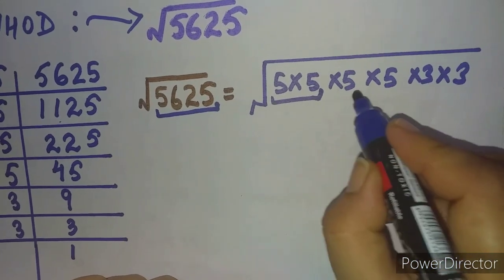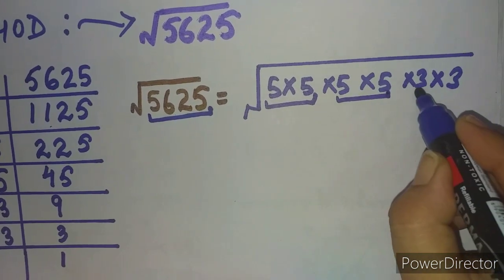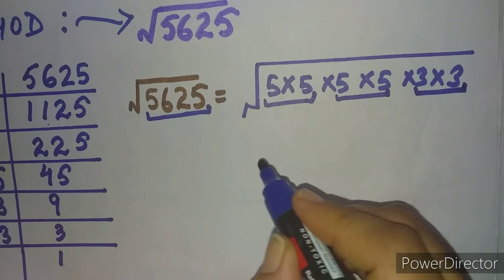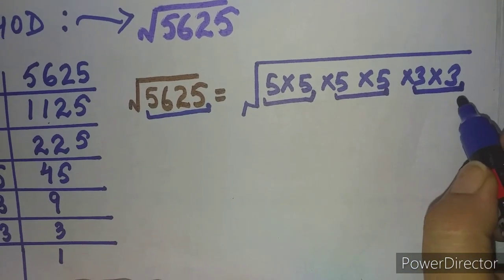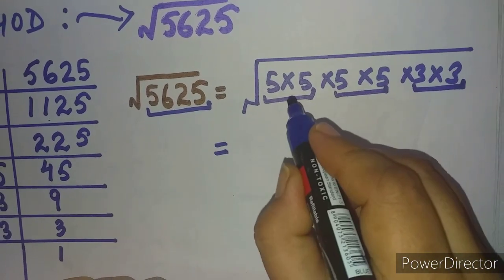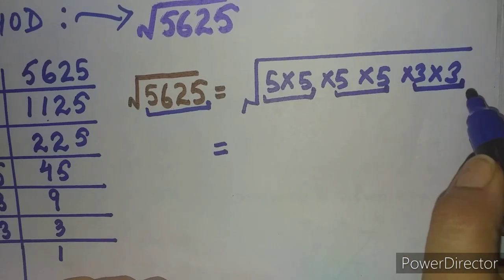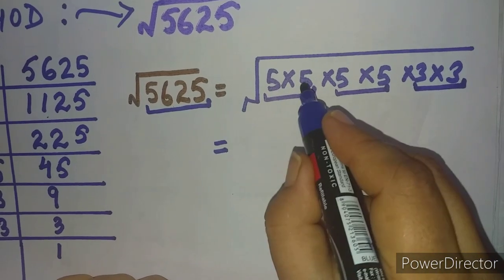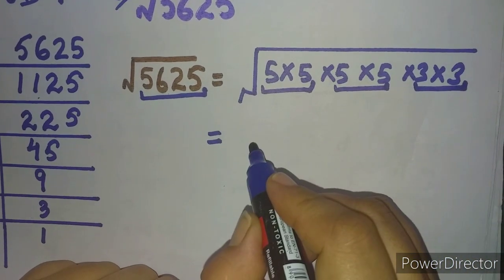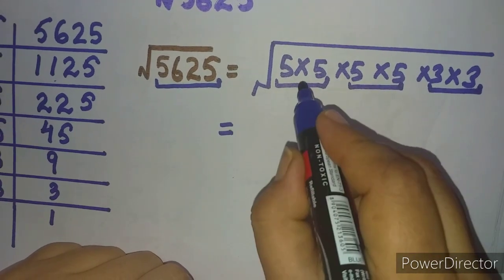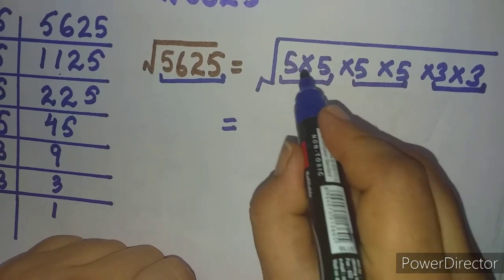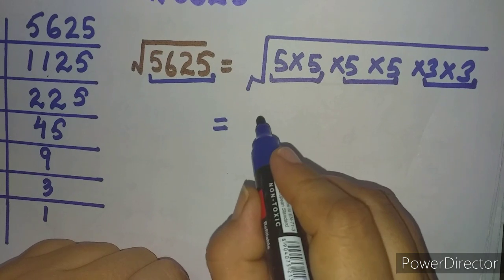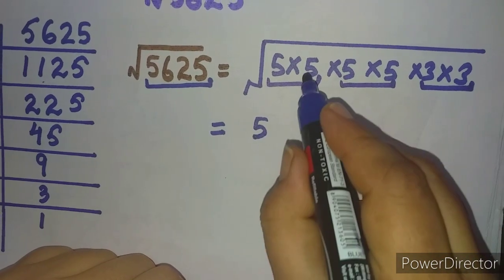So this is our first pair, this is our second pair, and this is our third pair. So we have got the 3 pairs here. Next step is, from each of these pairs, out of these 2 members, only one member is going to come down. Remember, the pair is of 5 and 5. We will bring down only one member, that is 5.